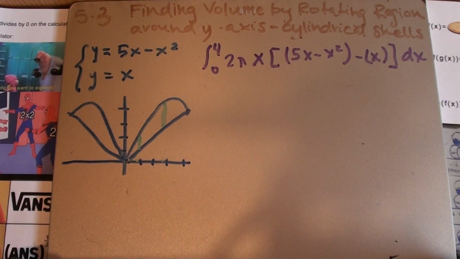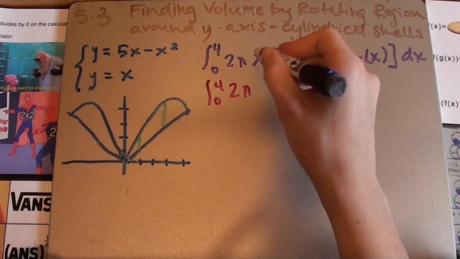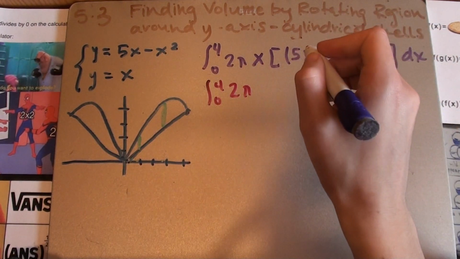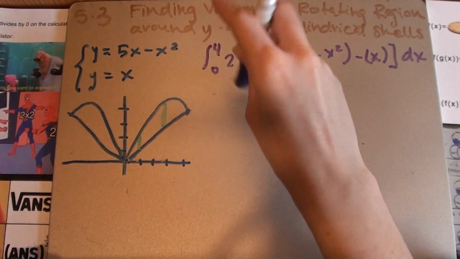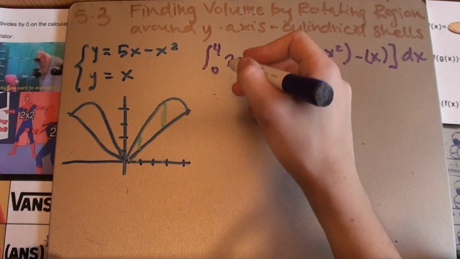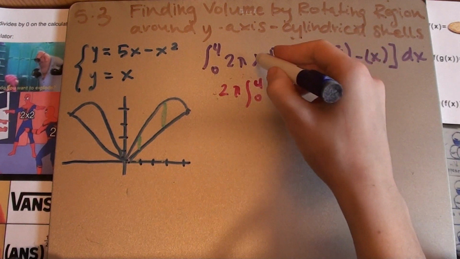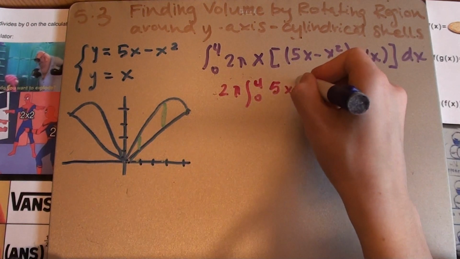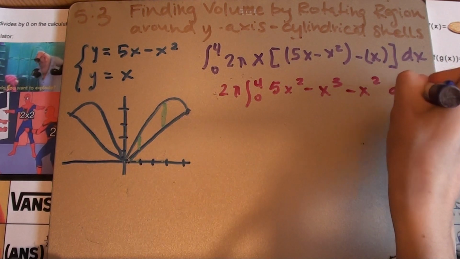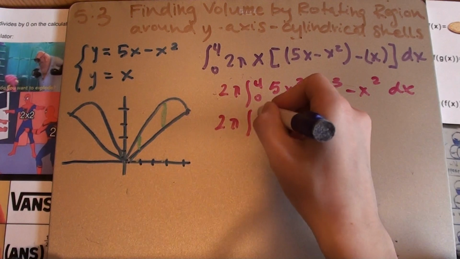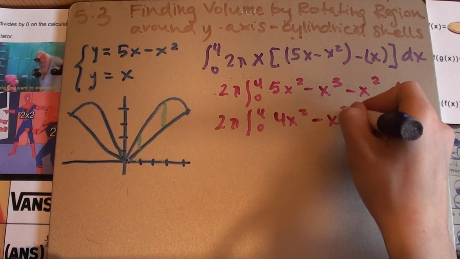So now that we have that, we're going to simplify. We're going to get, from 0 to 4, 2 pi, multiplying our x through. Before I get started with that, I'm going to pull my 2 pi out, just because it's going to follow us all the way through. So now I'm going to distribute my x through, so we're going to have 5x squared minus x cubed minus x squared, dx. Once again simplifying, from 0 to 4, we're going to have 4x squared, because these two terms are going to subtract, minus our x cubed, dx.